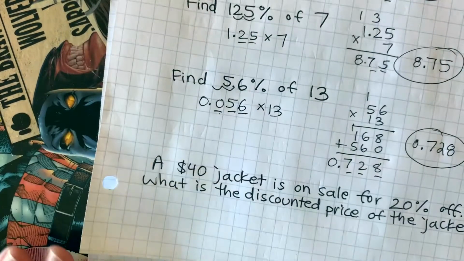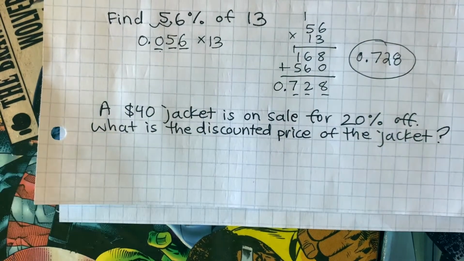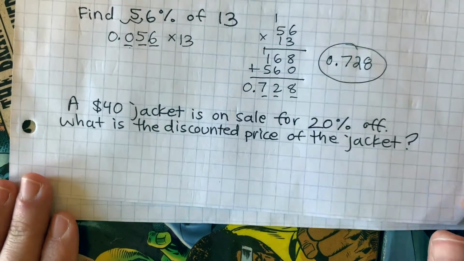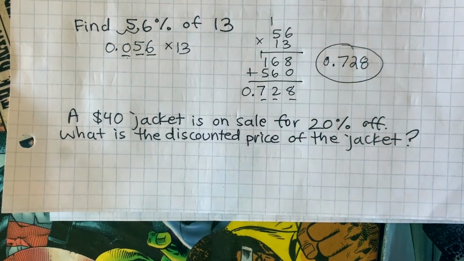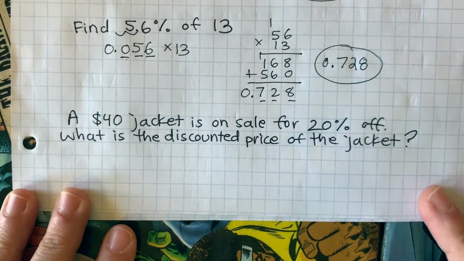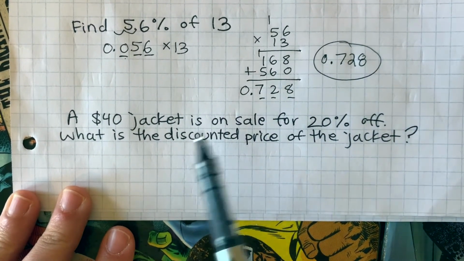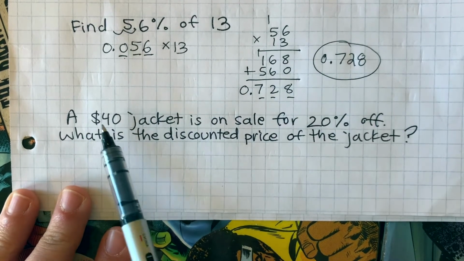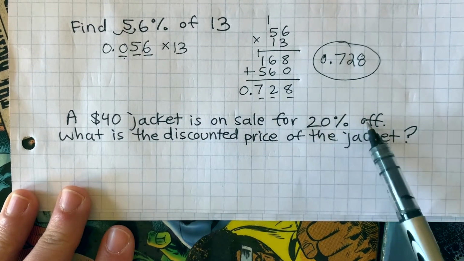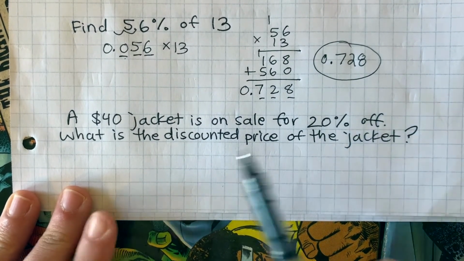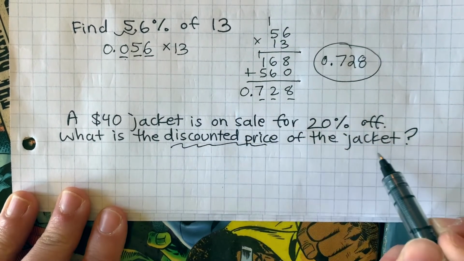All right, the last thing we covered, which a lot of people said they were confused about, is of course the most important and most realistic thing that you're going to be using percentages for. So, discount problems. A $40 jacket is on sale for 20% off. What is the discounted price of the jacket?